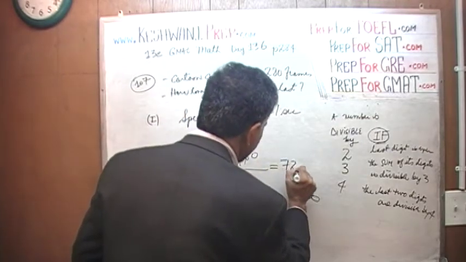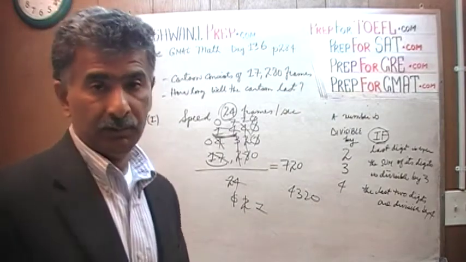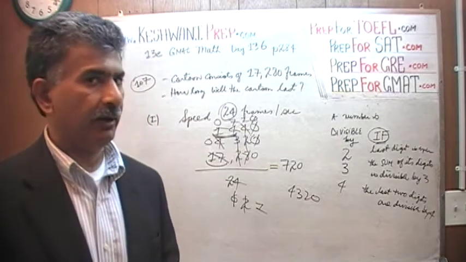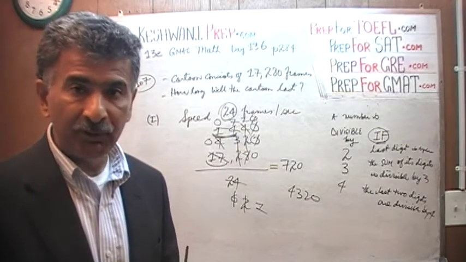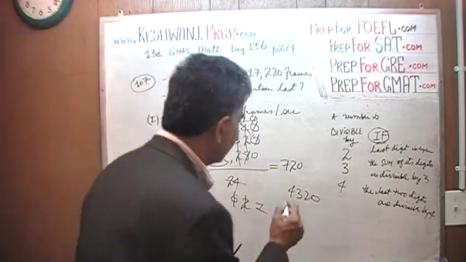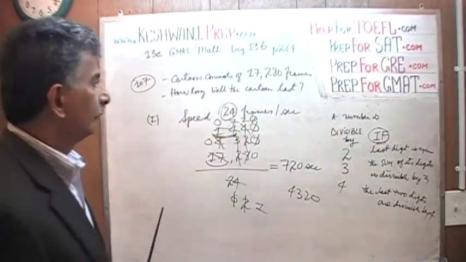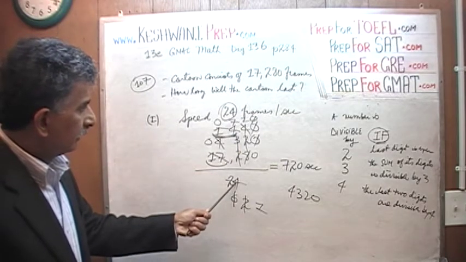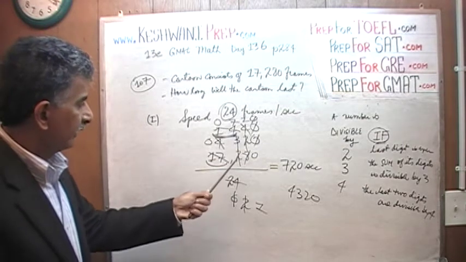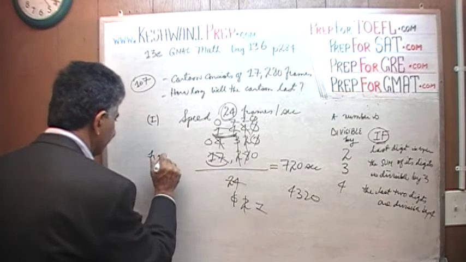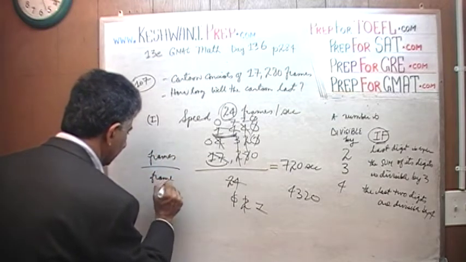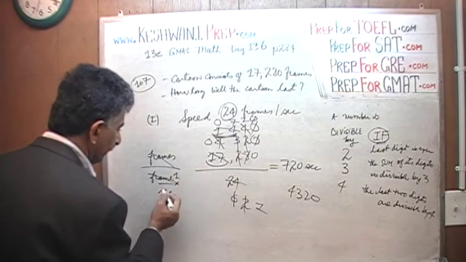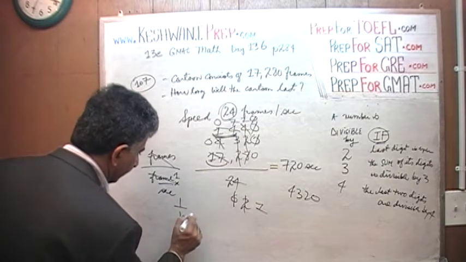The answer is 720. Now the question is, 720 what? You must remember your unit. 720 what? 720 hippos, monkeys, bananas, apples? 720 seconds. Because this was frames per second, and this was the number of frames. Here we had frames, and here we had frames per second. The frames cancel out and this second ends up on the top. Because it's 1 over second, so it's just seconds.